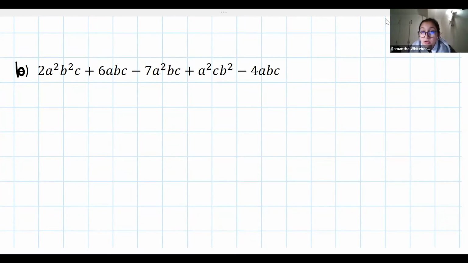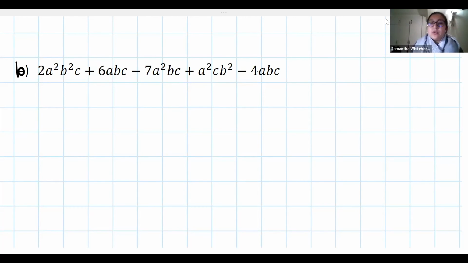I'll go back so that you can screenshot A in a second. Let's first try this one and then we can do our screenshots. Okay, so in this situation, we've got a lot going on. We've got A squareds, B squareds, ABCs, there's a lot. We need to identify our like terms. So again, go back to what a like term is. It's got the same set of variables and all of those variables have the same exponents.